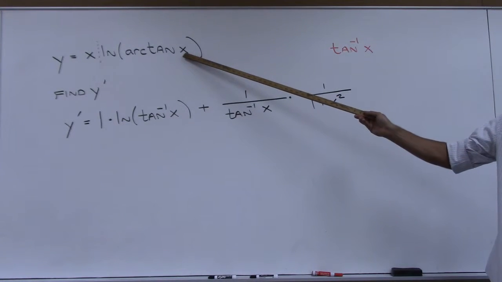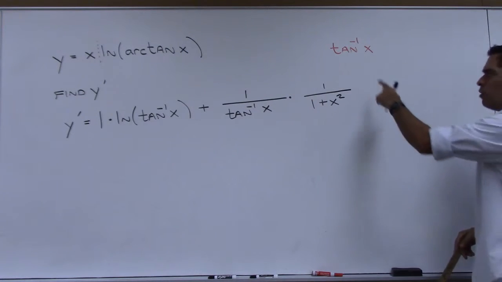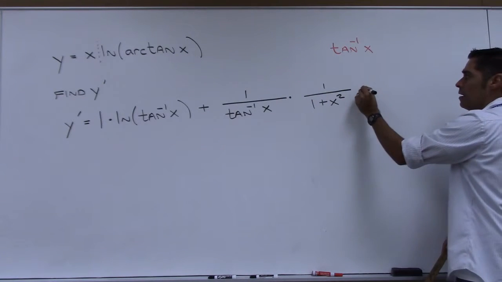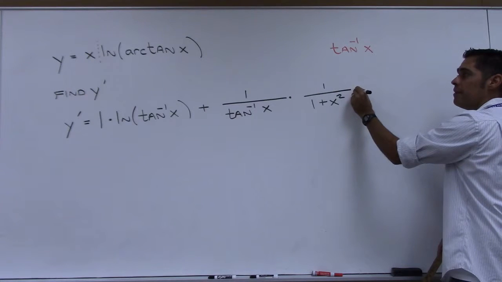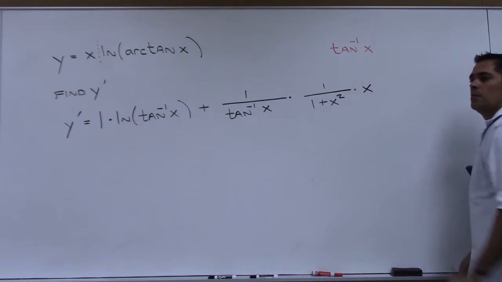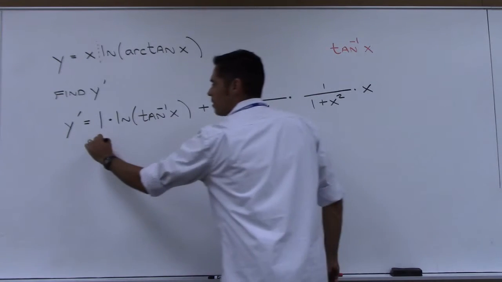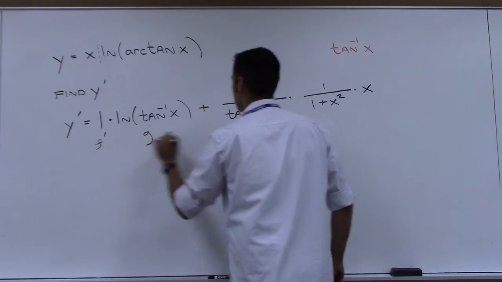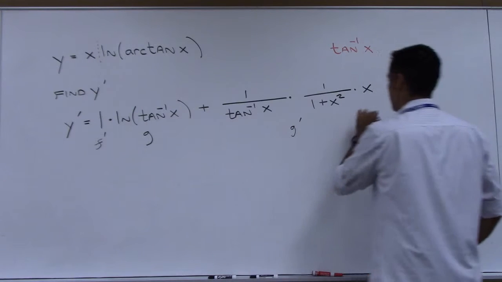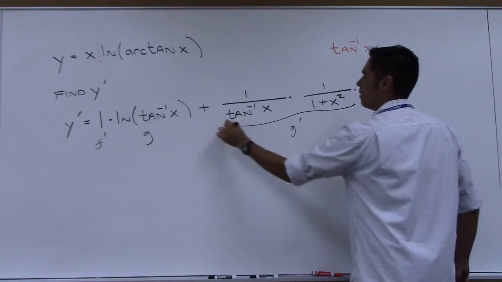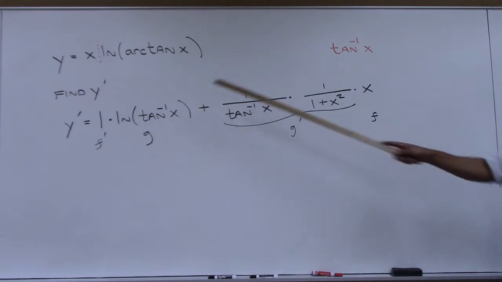Then finish off the product rule, x. So this was like our f prime g plus g prime f, where g prime is all of this right here. Everyone see it?